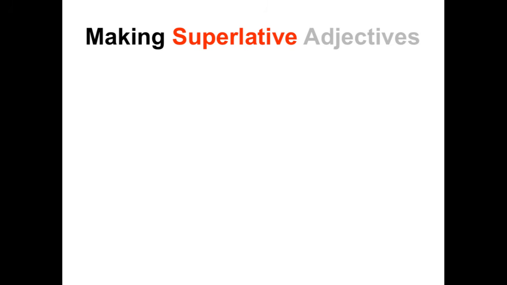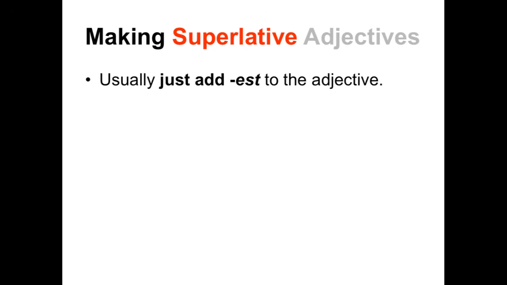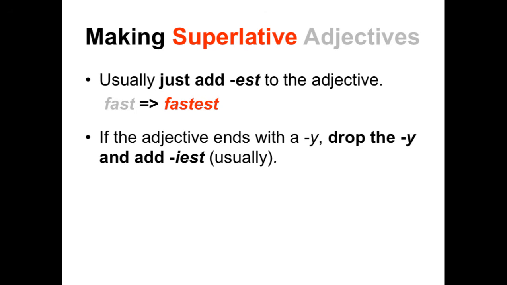To make superlative adjectives, we usually just add est to the adjective. So the adjective fast would become fastest in superlative form. But if the adjective ends with a y, we drop the y, like in comparative adjectives, and we add iest, usually, most of the time. So the adjective tidy would become tidiest in superlative form.